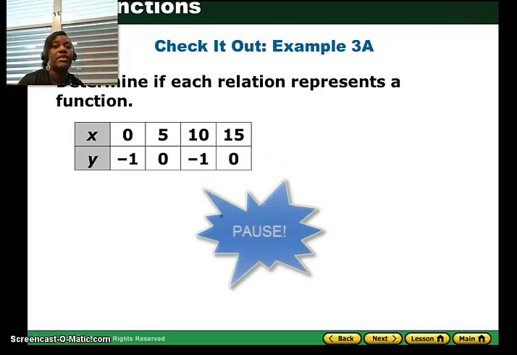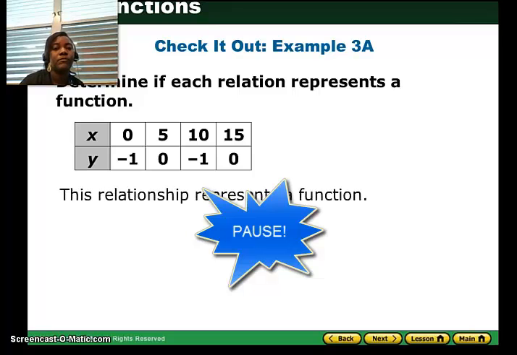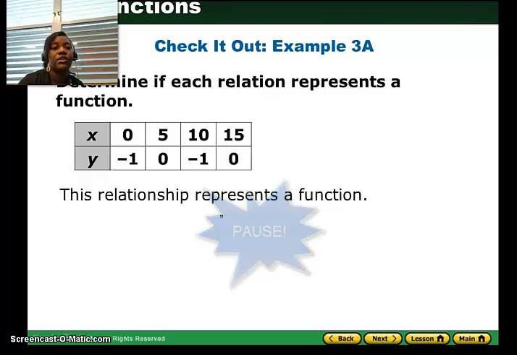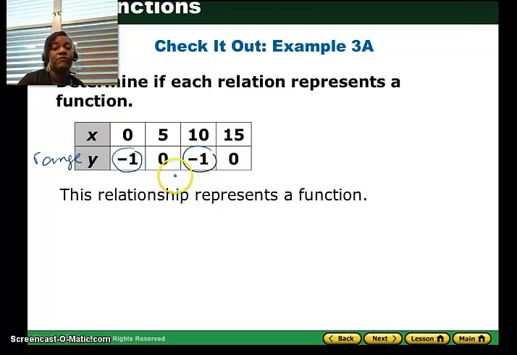Okay, go ahead and try this one. Is this a function? Alright, yes, it is a function. Now, notice that the y's repeat. It's okay if the range repeats. This is the range. It's okay if the range or dependent variable repeats. The only thing that cannot repeat are the x's. But just because I have two -1s in my range, that's fine. It's still a function as long as the x's do not repeat. It's not repeating, we're good.